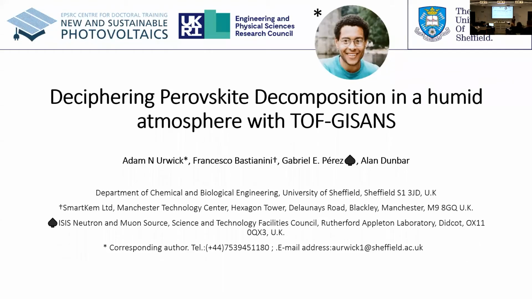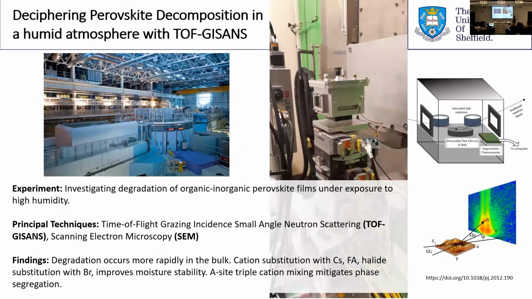Hey everybody, I'm Adam. I'm going to be talking about the degradation of perovskites in a humid atmosphere, and I investigated this using time-of-flight grazing-incidence small-angle neutron scattering. If you remember nothing else today, I'll summarize what I did. I investigated the degradation. I found that, as we'd expect, the additional cations improved its resilience to moisture. Additionally, I also found that the degradation rate seemed to be quicker in the bulk than at the surface, and we'll get onto that soon.